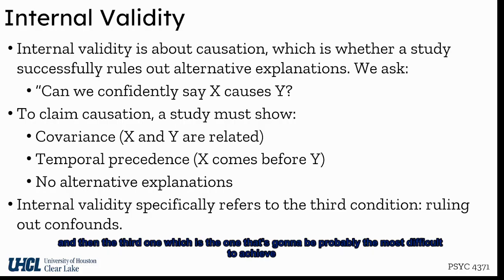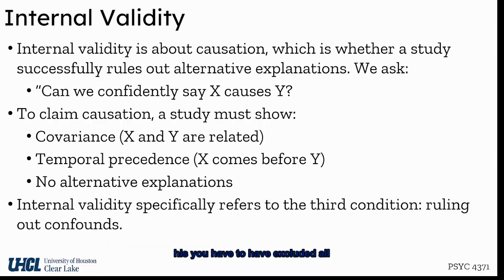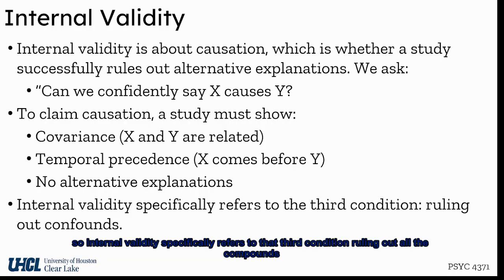And then the third one, which is probably the most difficult to achieve, is you have to have excluded all alternative explanations that exist out there. The explanation that you're claiming has to be the only explanation. You have to have ruled out all the other alternatives that exist. So internal validity specifically refers to that third condition, ruling out all the confounds.